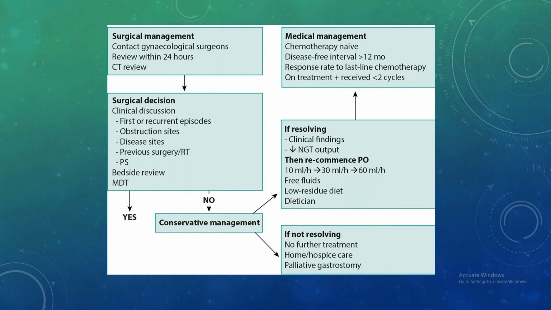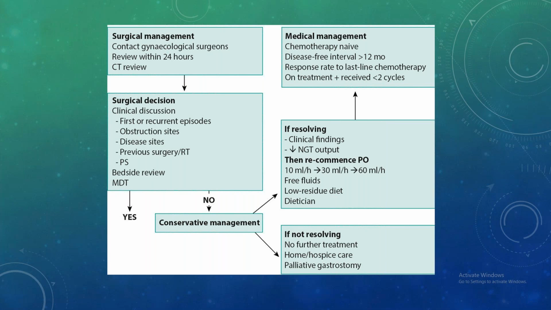Now, if the bowel obstruction responds to this conservative management, you have to see whether the nasogastric tube output is decreasing or not, and then you can commence per oral, and you have to start with very small volume first, that is 10 ml per hour, and then you can increase like 30 ml per hour, 60 ml per hour. Okay, you have to start with first free fluids, then low residue diet, and it depends upon all the dietitian advice.